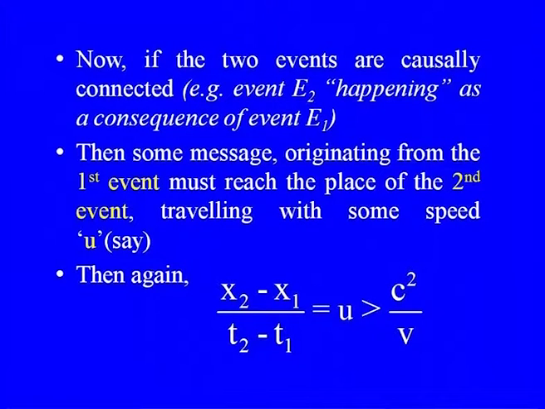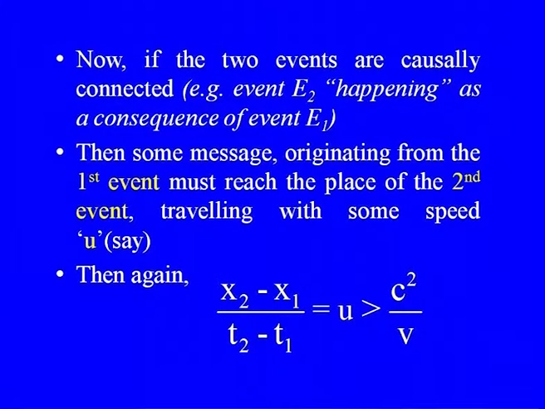reaches the position of the second event, traveling with some speed, let us say some speed u. Then the minimum speed that this u should have is actually x2 minus x1 divided by t2 minus t1, the difference of these positions and the difference of the measured times. That is the minimum value that you should have. u, that is the alphabet u, I mean.